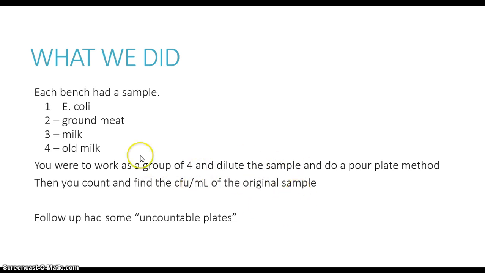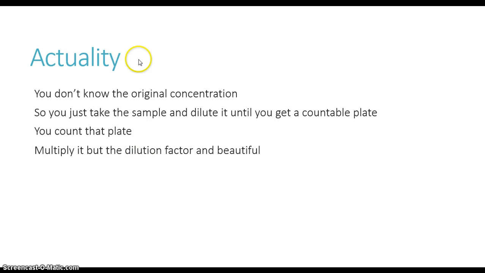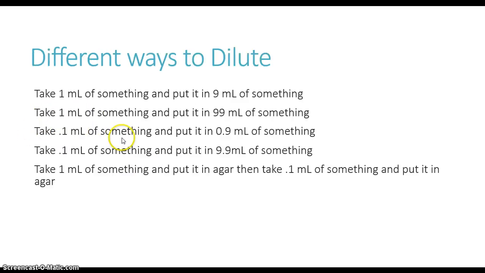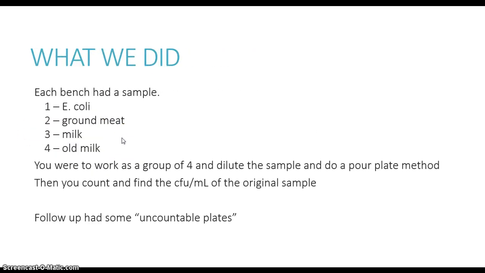Now you go back, like we said earlier, and you count that plate. You find a plate that is countable, that has between 30 and 300, and then you count that, and then you multiply it times what's called a dilution coefficient, and then you find the CFU per ml of the original sample, and that allows you to see how many bacteria are growing in that thing.